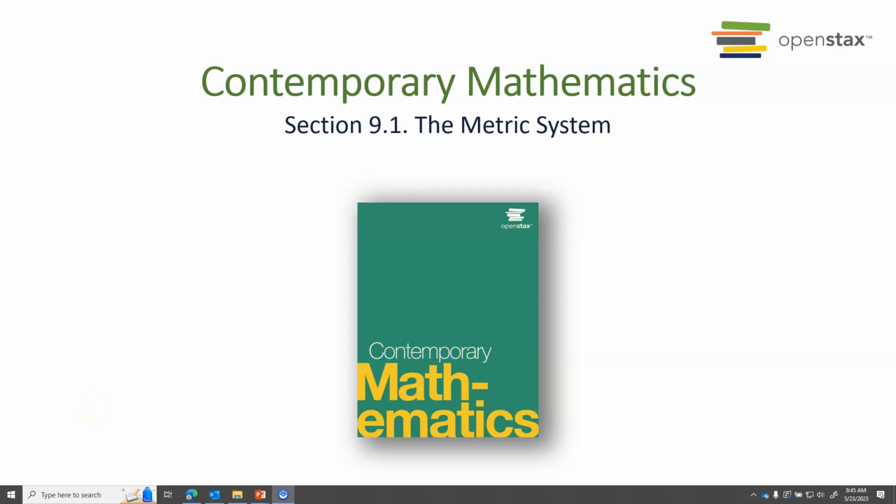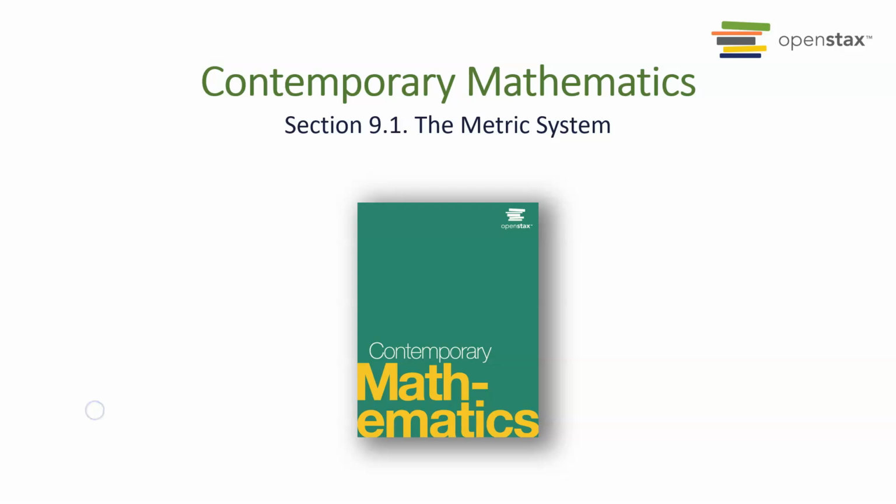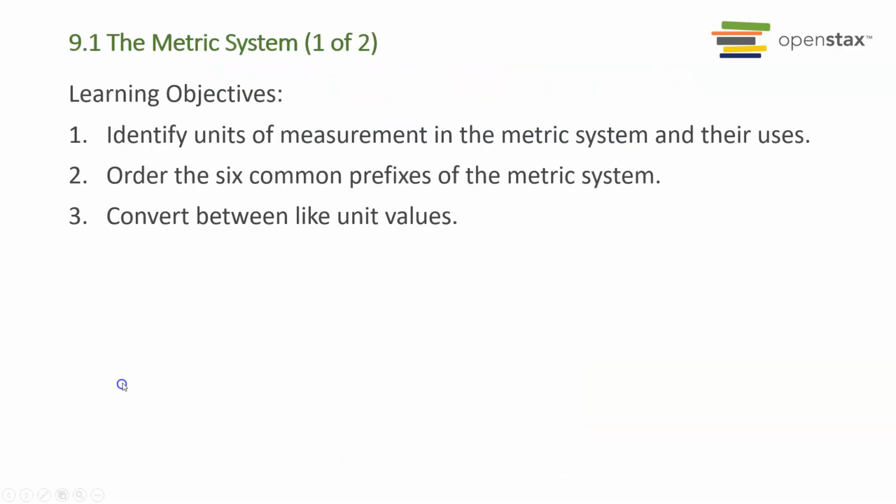In this video, I'm going to cover section 9.1, the metric system, from Contemporary Mathematics, from OpenStax. Section 9.1's learning objectives are the following. Identify units of measurement in the metric system and their uses, order the 6 common prefixes of the metric system, and convert between like unit values.